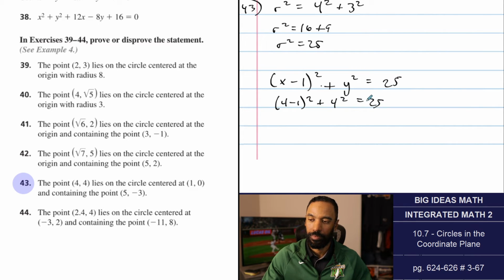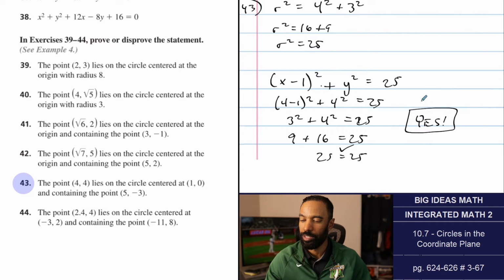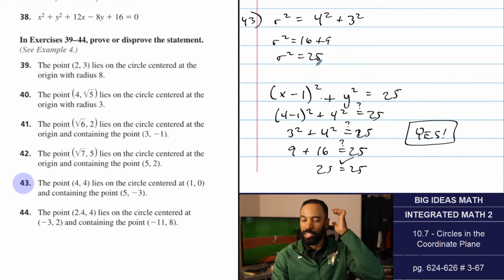I think it will. 4 minus 1 is 3, and 3 squared is 9. 4 squared is 16. So you get 25 equals 25. So yes, we proved, I guess, that thing works. So in question, and all good. All right, that's number 43.